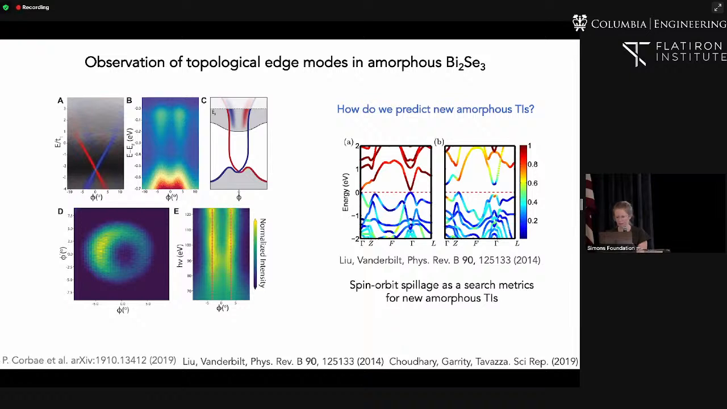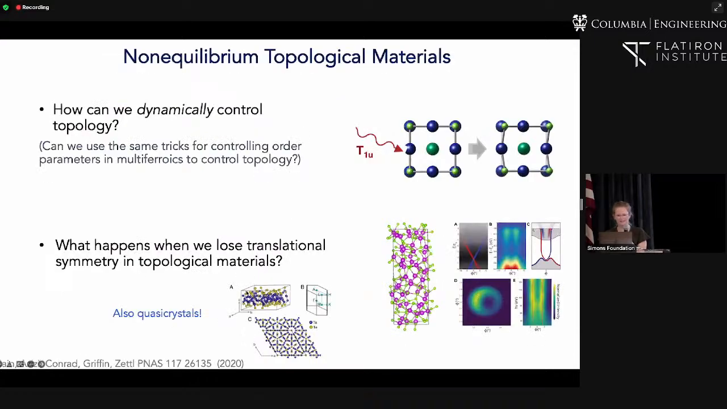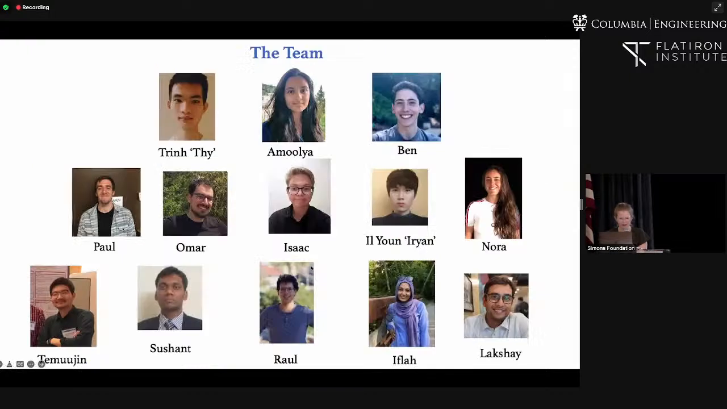Okay, I'm going to finish there. I'm going to tell you as well that we also looked at quasi-crystals, but I didn't really have time to tell you about that. This is my group. Paul, as I said, is our adopted experimentalist. He's been doing this, and Temujin has been doing this work as well. And then I'm going to finish off with my collaborators.